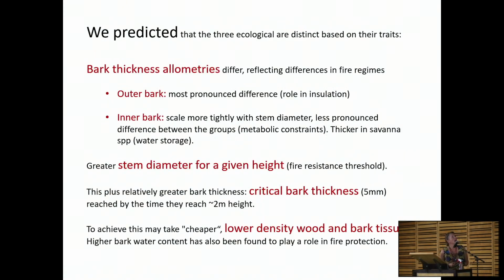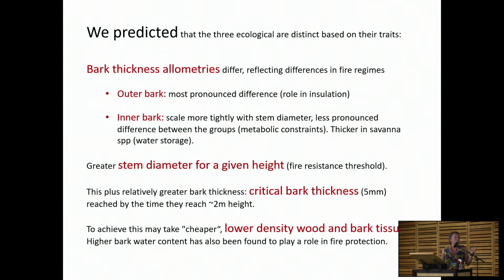And what we predicted is that the savanna, pioneer, and closed canopy species would separate out, with the pioneers being intermediate. We expected outer bark to show the most pronounced difference in allometries, if that is the one that really contributes to fire tolerance, whereas the inner bark we predicted would scale more tightly with stem diameter and maybe have some difference, especially since savanna trees do experience more water stress.